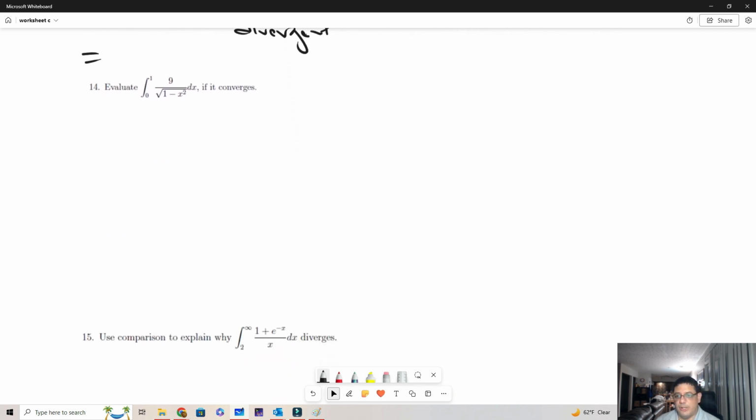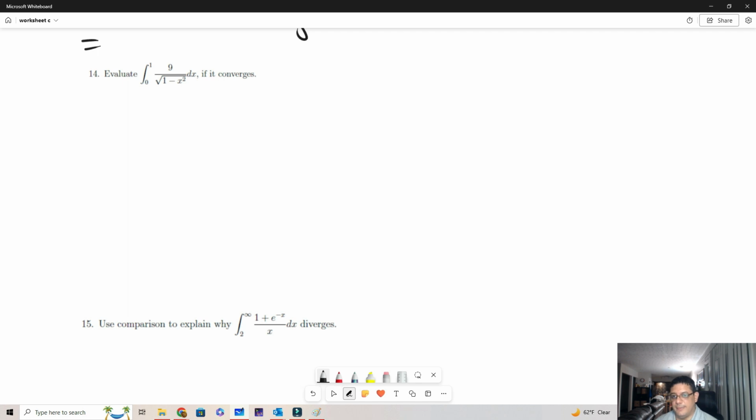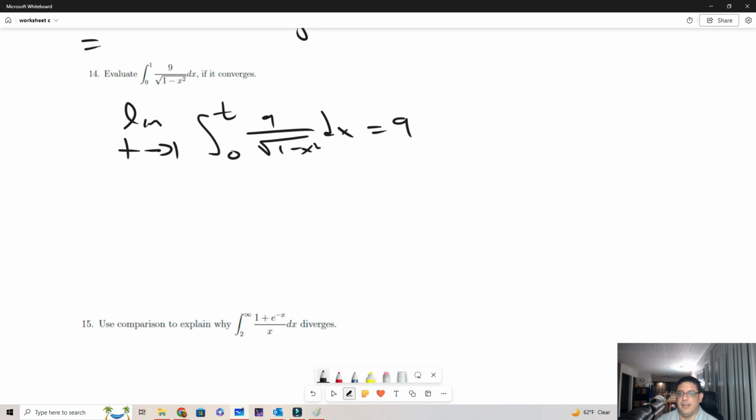Now, for 14, you have a similar situation, but instead of taking the limit when t goes to infinity, we have to go to the discontinuity, which is 1. So this is the limit when t goes to 1 of the integral from 0 to t of 9 over the square root of 1 minus x squared dx. And if you identify this, this is just like 9 times the arc sine of x as the antiderivative.